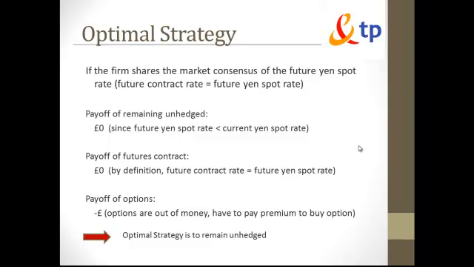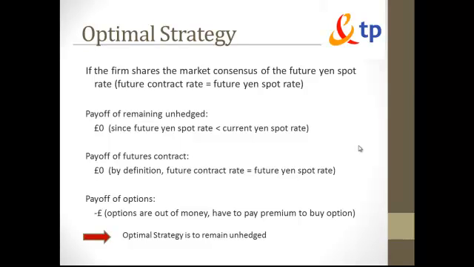So looking at these three scenarios, if we assume that the future spot rate is indeed the same as the future contract rate, if we leave our position unhedged, we're basically going to just exchange the currency 2 months from now, and it's not really going to cost us that much. Similarly, if we look at the futures contract, once again, the price of the futures contract will be the lowest rate. So once again, we don't really have an opportunity cost there.